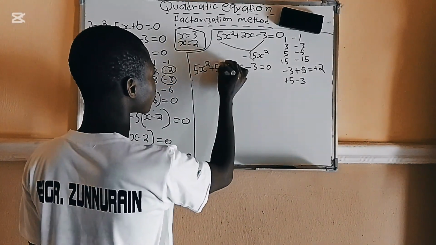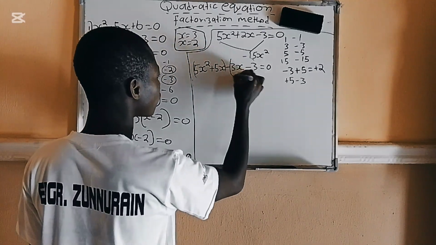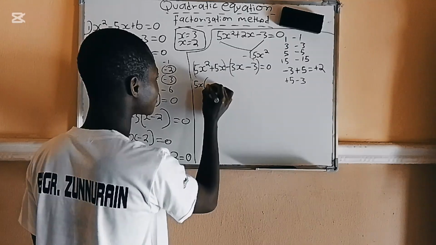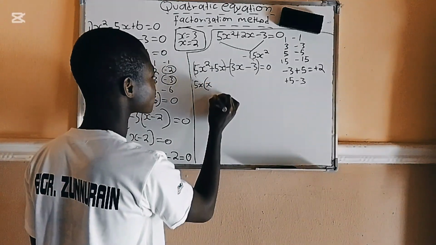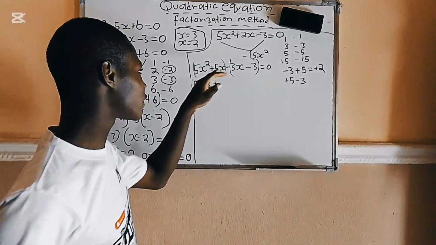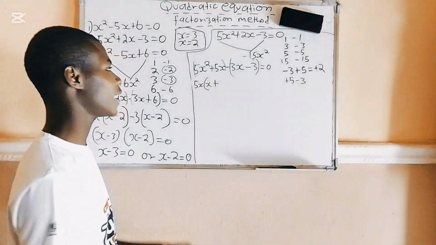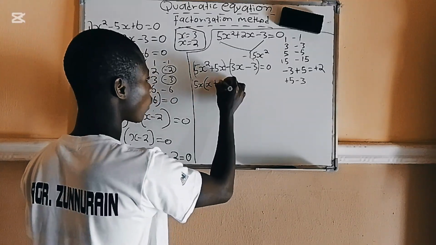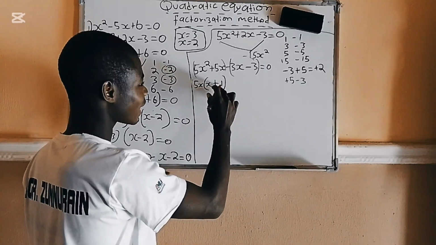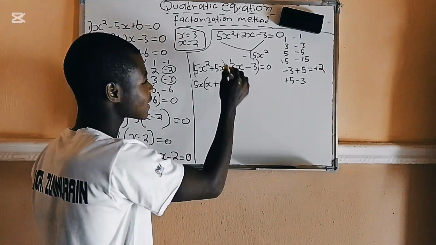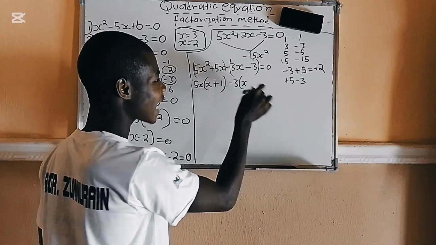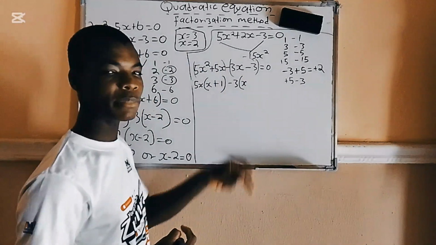So as I said before, factorize 5x into x. Therefore plus what? So now I can factorize. What should I multiply 5x with to get 5x again? I have to multiply by 1. 5x multiplied by 1 will become 5x. This is 5x minus what? So I have to factorize 3 into 3 times x, which will give me 3x.